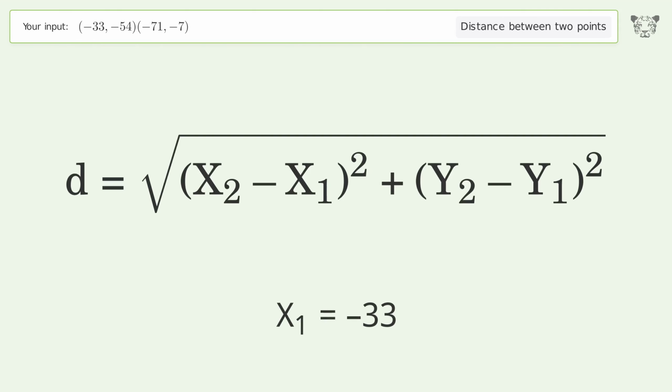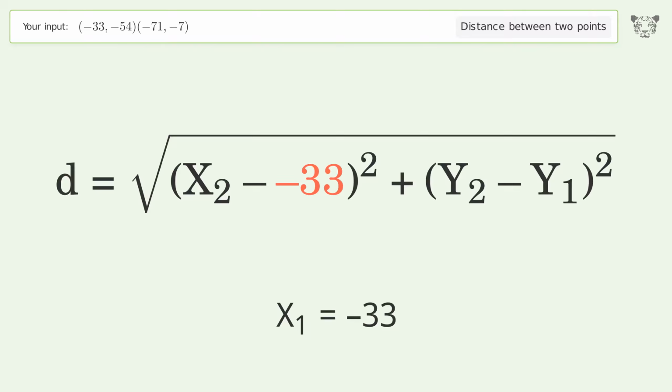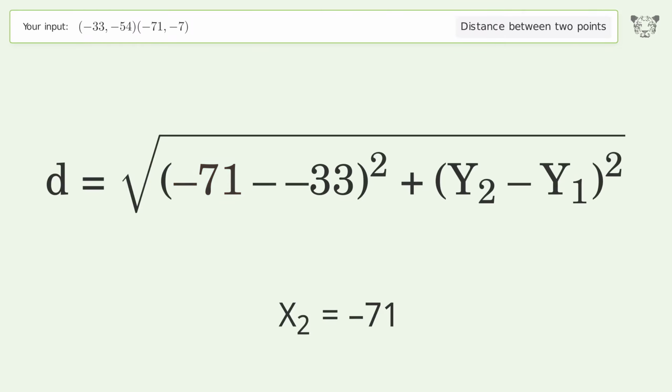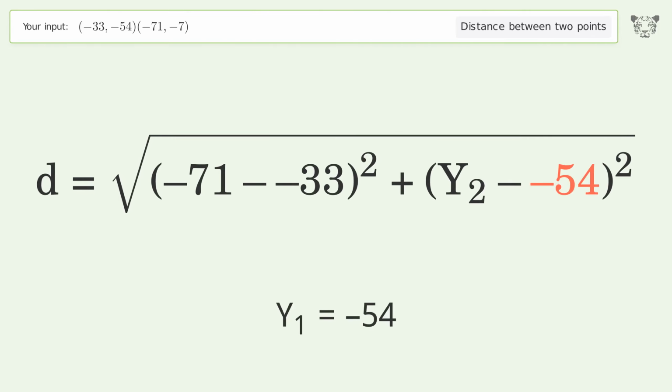x1 equals -33. x2 equals -71. y1 equals -54. y2 equals -7.